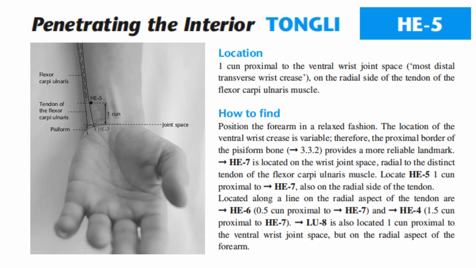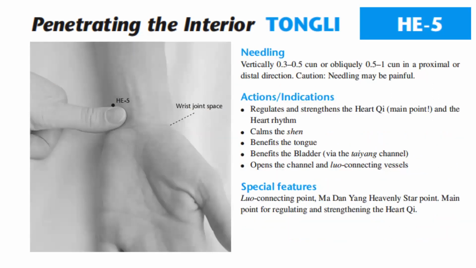Located along a line on the radial aspect of the tendon are Heart 6, 0.5 soon proximal to Heart 7, and Heart 4, 1.5 soon proximal to Heart 7. Lung 8 is also located 1 soon proximal to the ventral wrist joint space, but on the radial aspect of the forearm. Needling: vertically 0.3 to 0.5 soon or obliquely 0.5 to 1 soon in a proximal or distal direction. Caution, needling may be painful.